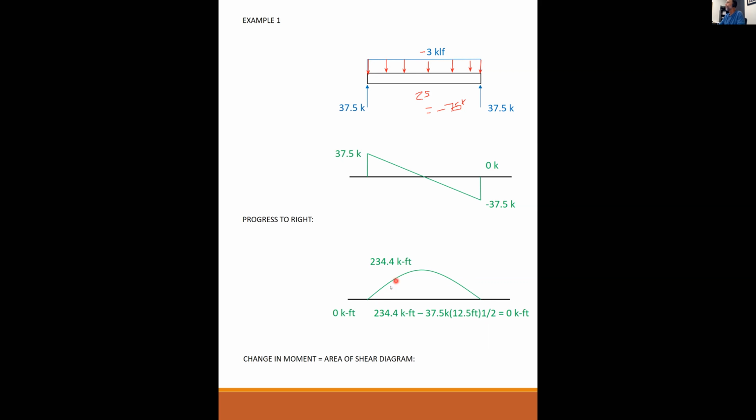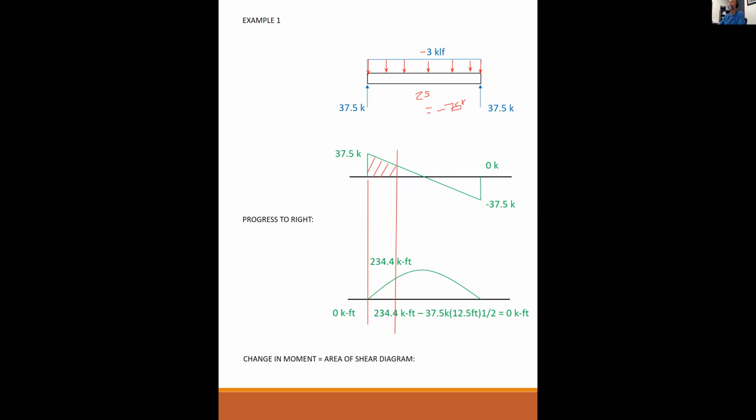You could find the moment anywhere on this by using the same principle. I'm not going to go through the math of it, but just for example, say you wanted the moment right here. Well, then you would look at the change in moment from here to here, which is equal to the area of the shear diagram between the same points. So you could figure out the area of this shear diagram, and that would tell you from 0 how much the moment diagram has grown.